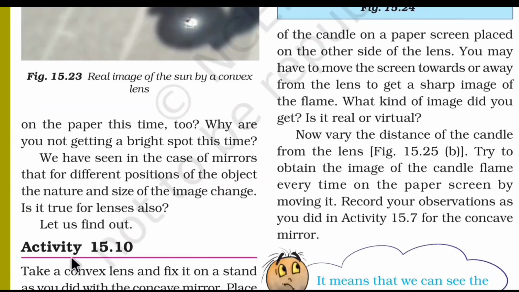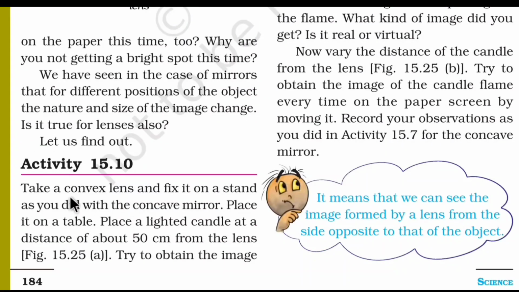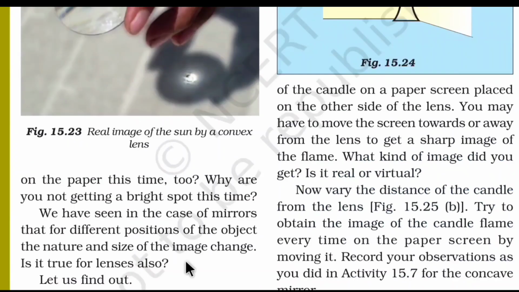So let us find out. For that we have to do one activity, activity 15.10. Take a convex lens and fix it on the stand as you did with the concave mirror. Place it on a table. Place a lighted candle at a distance of about 50 cm from the lens. Try to obtain the image of the candle on the paper placed on the other side of the lens. You must move the screen towards or away from the lens to get a sharp image of the flame. What kind of image did you get?